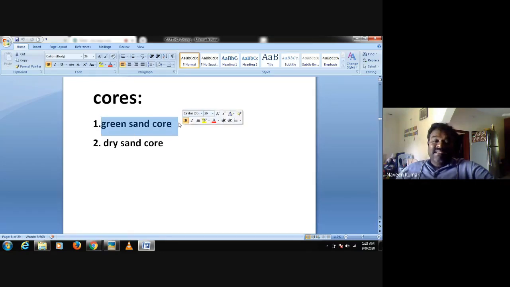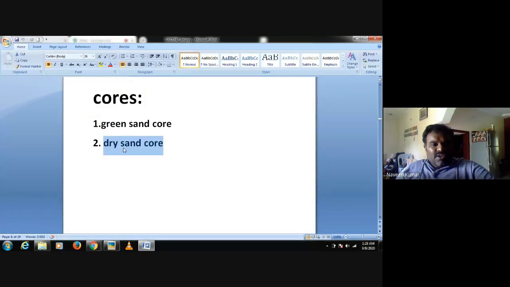And the green sand core, the main limitation of green sand core is it can be used only for simple internal cavities, not for complex cavities. Now, when it is to produce complex cavities for castings, we shall go for dry sand cores. Now, let's talk about a dry sand core.